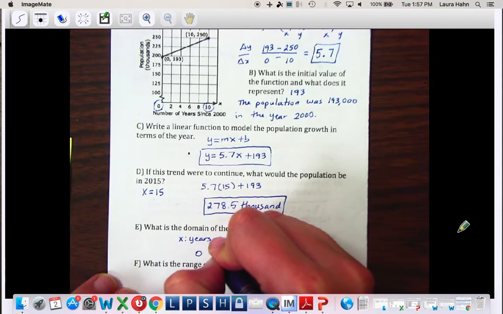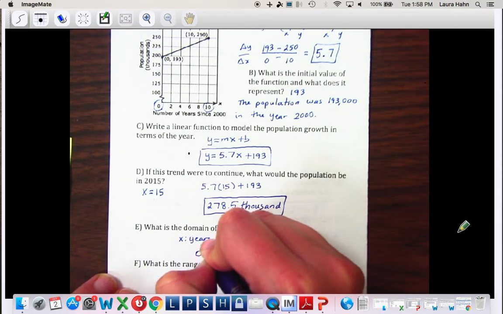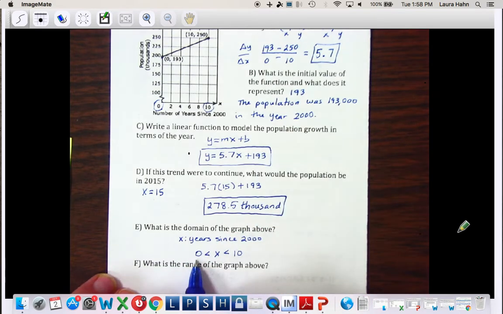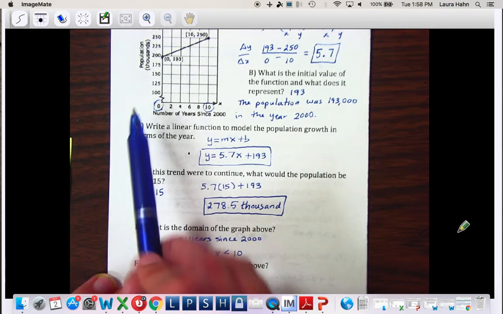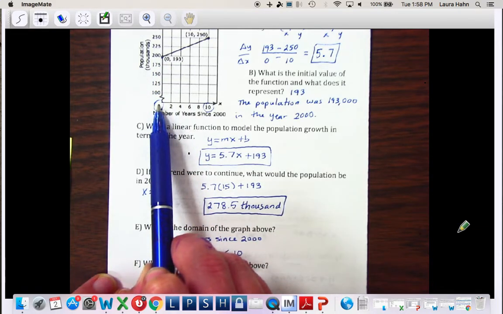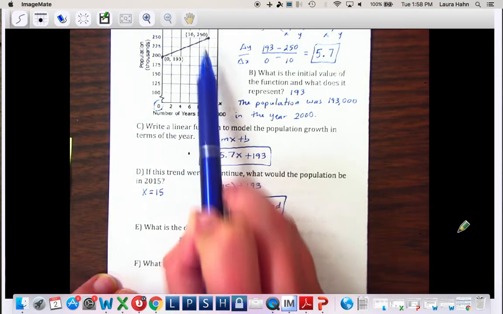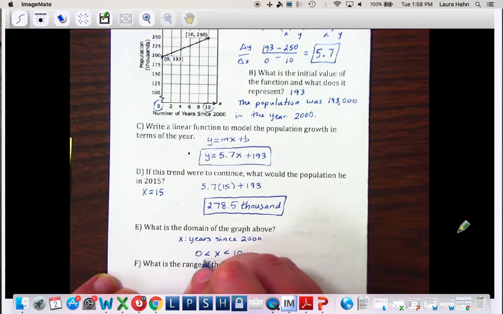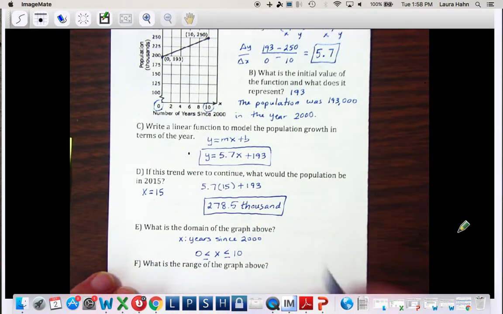Domain is x, so that's the letter I use in the middle, and we always use less than symbols because we start with the smaller value. So over here when x is 0, that is a closed circle, so I need the solid line underneath. Over here where x is 10, that's also a closed circle, so I need to make sure I have that solid line under both of those symbols.